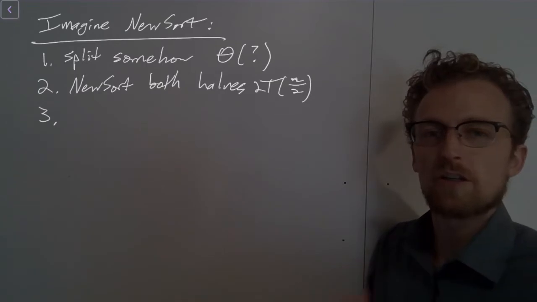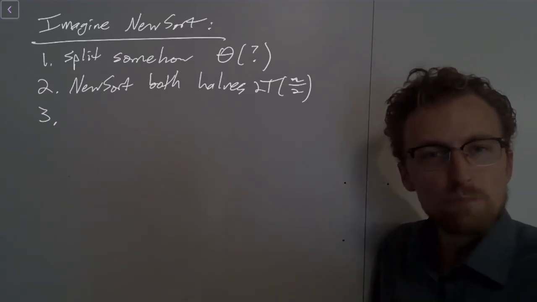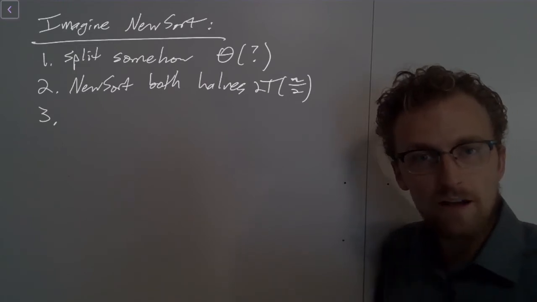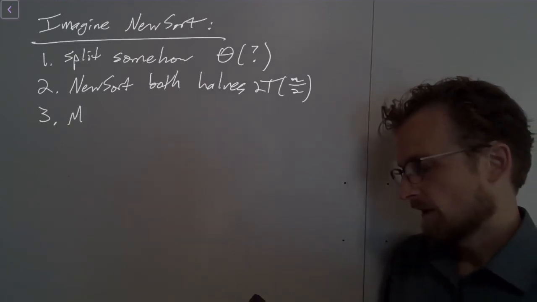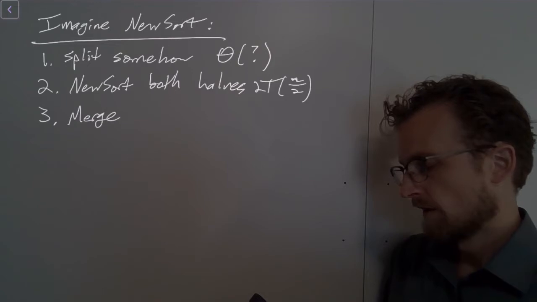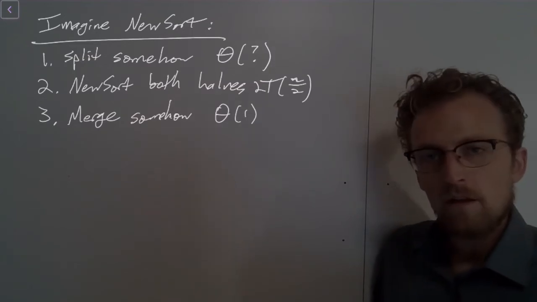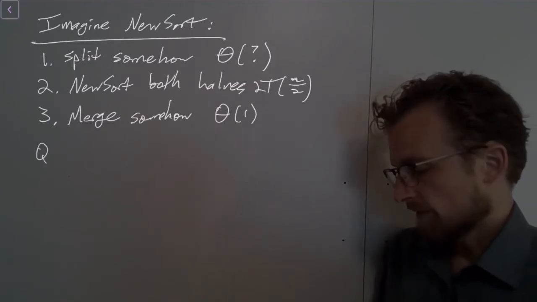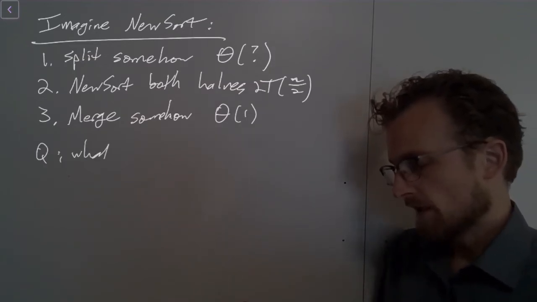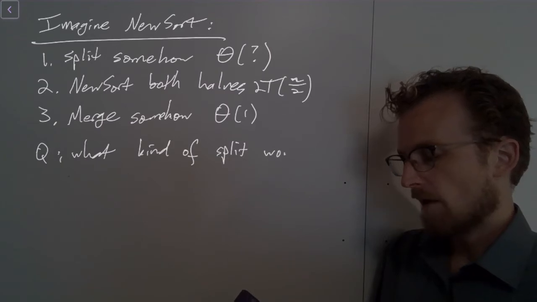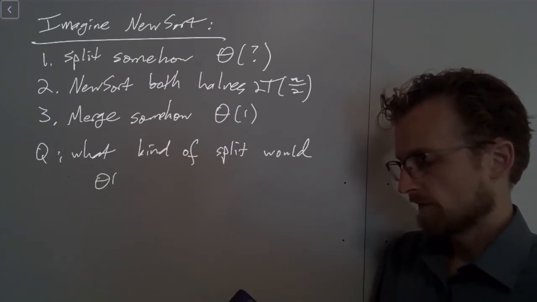So here's the question going forward: what does the split have to look like for the merge to be able to occur in constant time? And then we'll merge somehow in constant time. Okay, so the question is, what kind of split would allow a constant time merge?